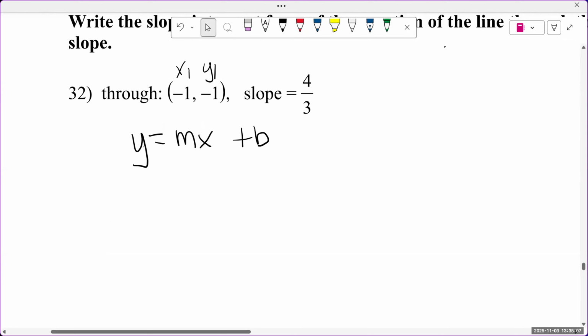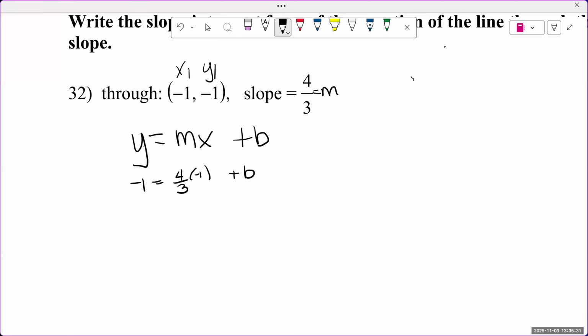Number 32. Write the slope intercept form of the equation. So slope is 4/3 and our point is -1, 1. So we're going to plug our point in. So we have -1 is equal to -4/3 plus b.